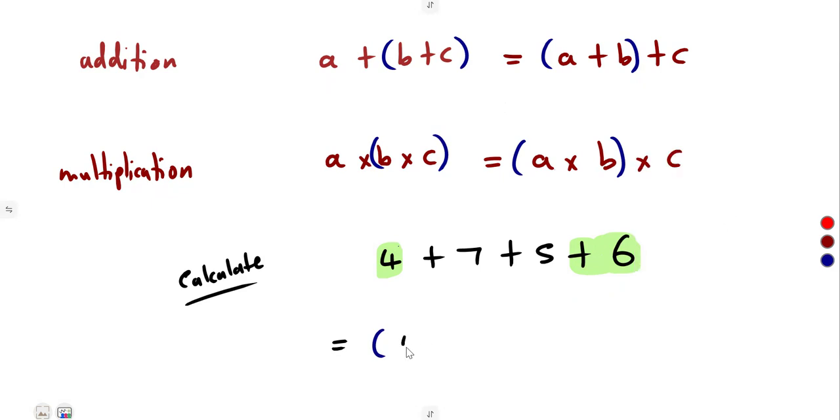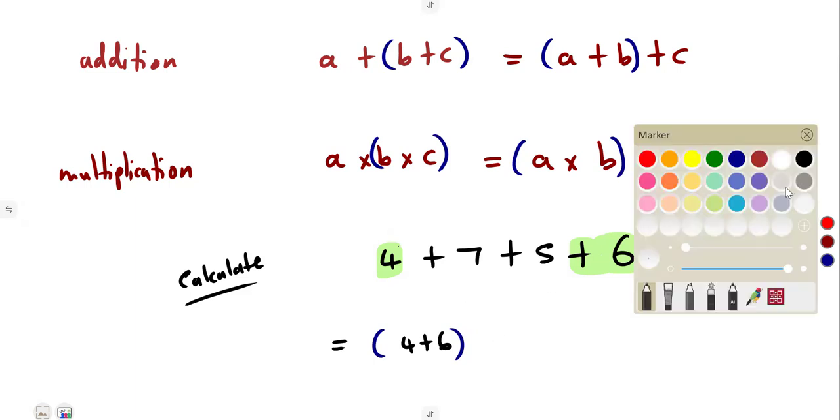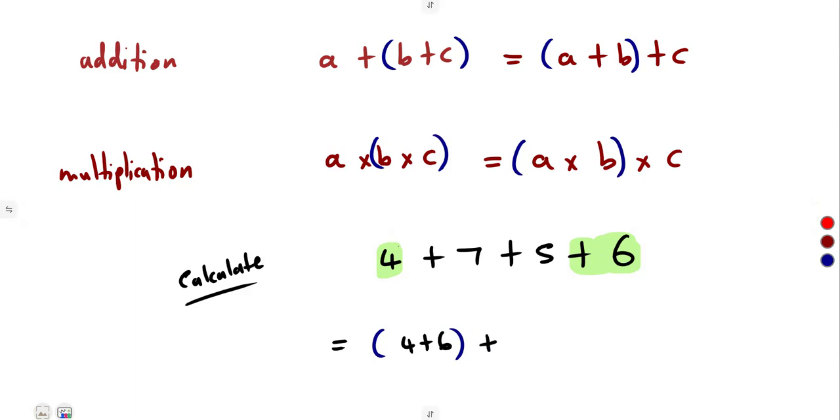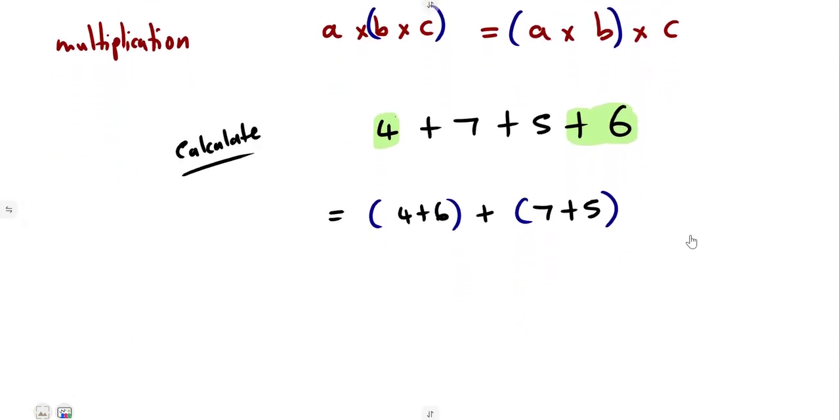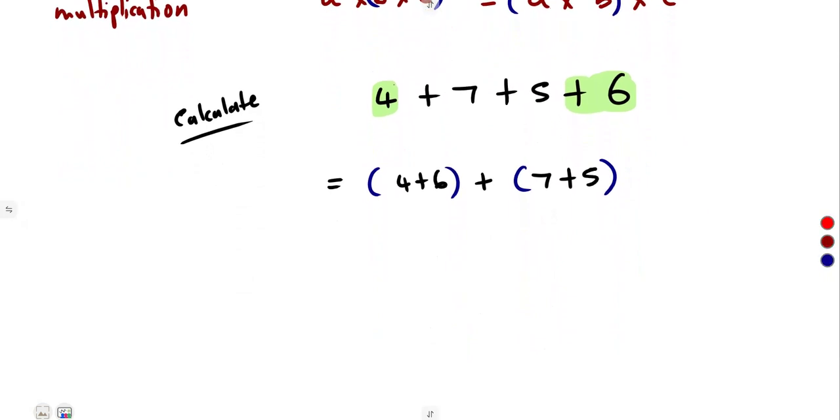I can take these two, 4 and 6, in a bracket. I group them: 4 plus 6. I know that it is easier. So now I'm remaining with 7 and 5. That 7 and 5, I can even have a bracket for it: 7 plus 5 is what remains. So you see that it will be easier. Not to say that if you understand, you can simply add; these properties are just there to simplify your calculations if you understand them.